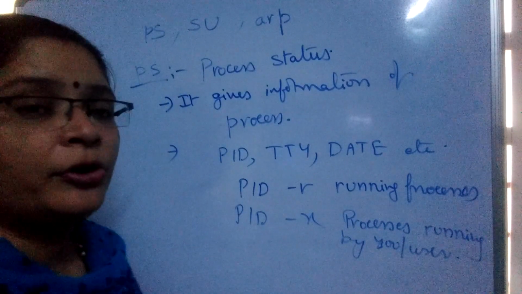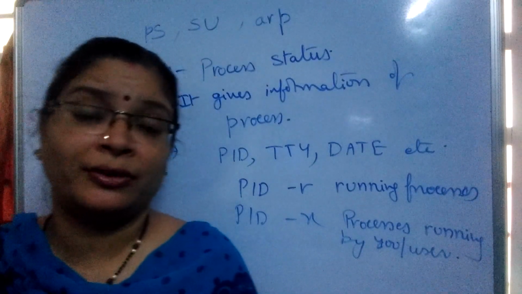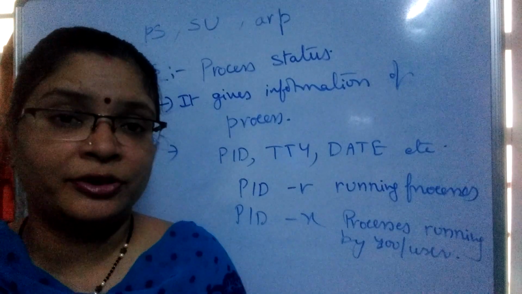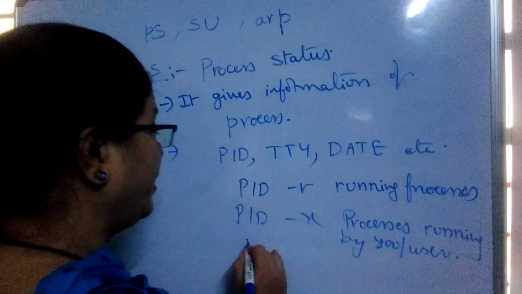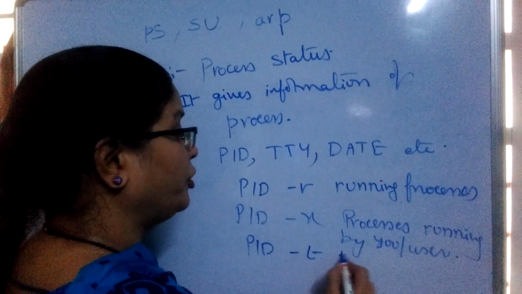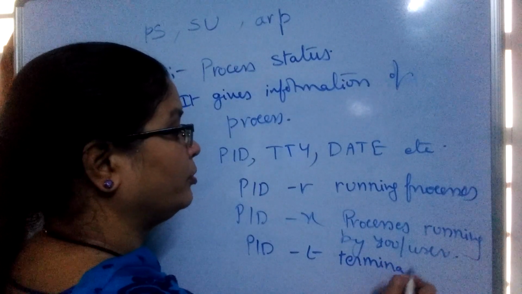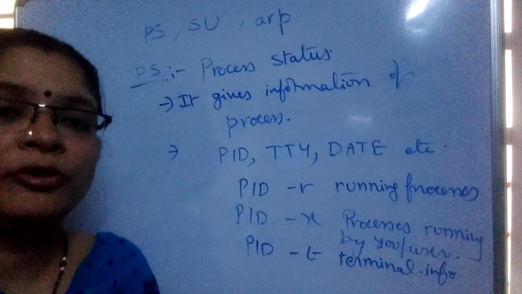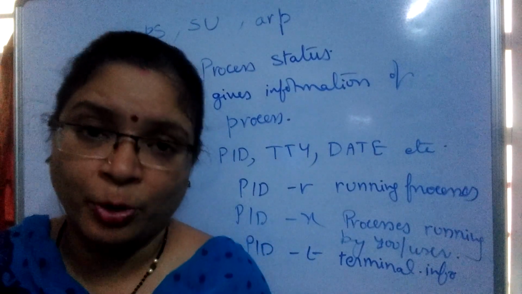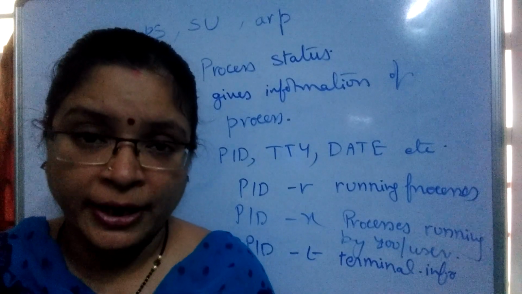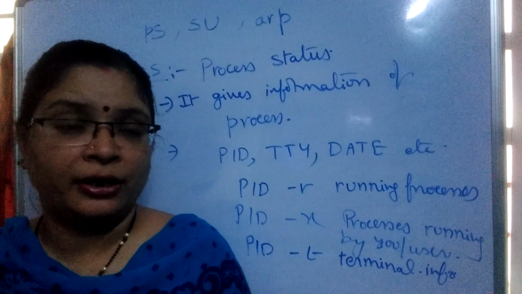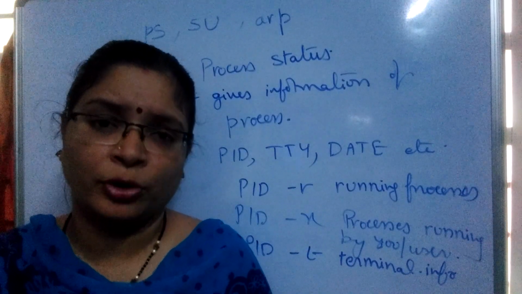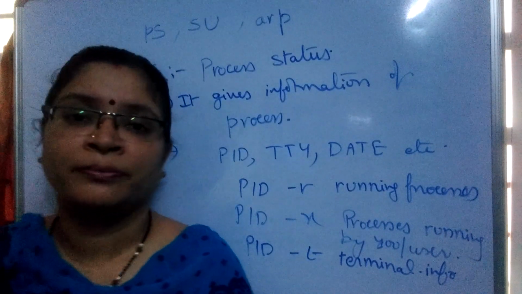Whenever you want to know the identity of the process, where it is running, and the date on which it is running, there is also -T, which gives the terminal information, in which particular terminal this particular process is running. Current process ID, current terminal where it is running, and what is the size of the process. All information regarding that particular process you can get by using this PS command.